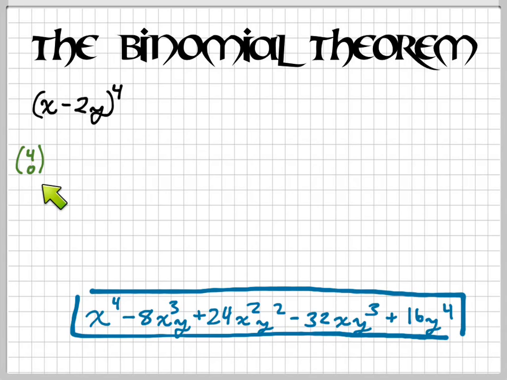Okay? This is a combination. This is another way to write a combination. You guys know combinations like this. Okay? 4 choose 0. Well, 4 choose 0, this is the same thing. It's just written a different way. So they're the same. So you always start with 4 choose 0. That's for the first term.